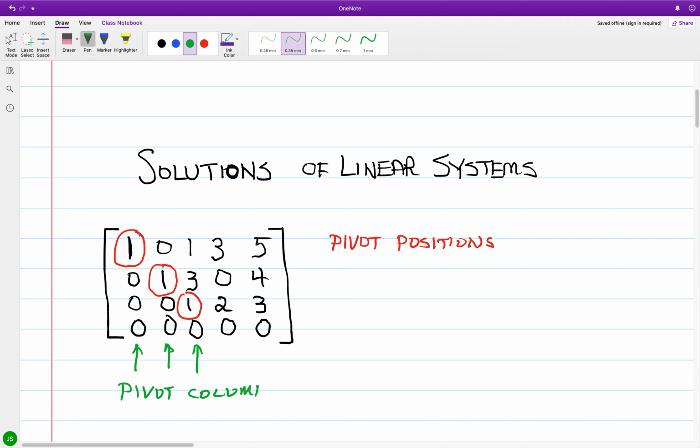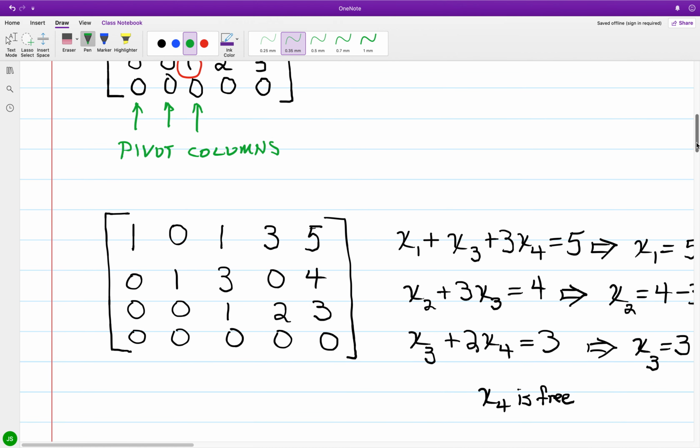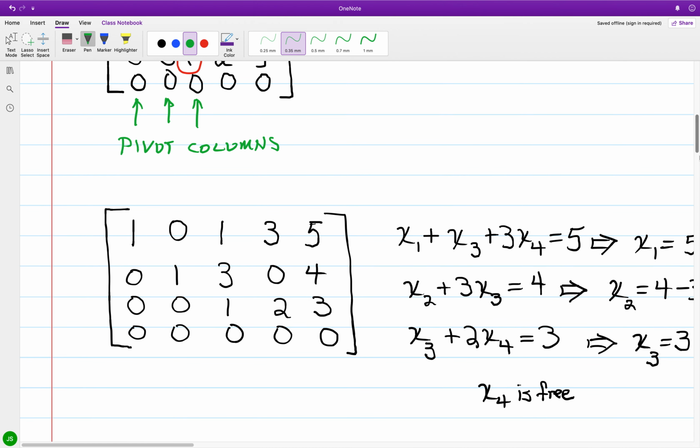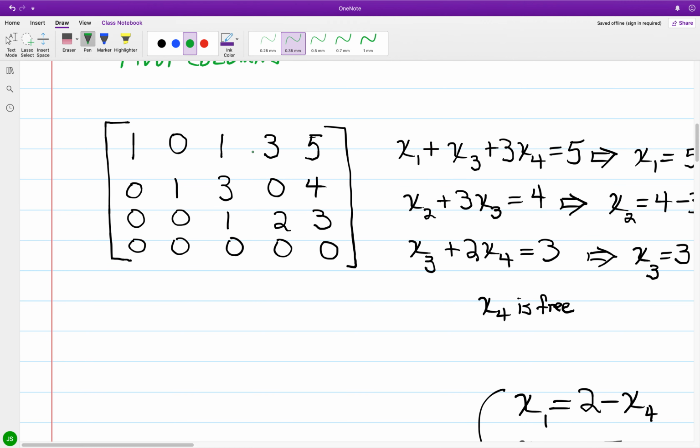Now, moving along to solving the system. For the makeup here, you have 1 0 1 3 5, 0 1 3 0 4, 0 0 1 2 3, and all zeros throughout the last row. If you notice, you have the one above zeros, this one above zeros, and the next leading element above zeros, and that was the last of the leading elements, with only zeros underneath. So this form of the matrix is echelon form.